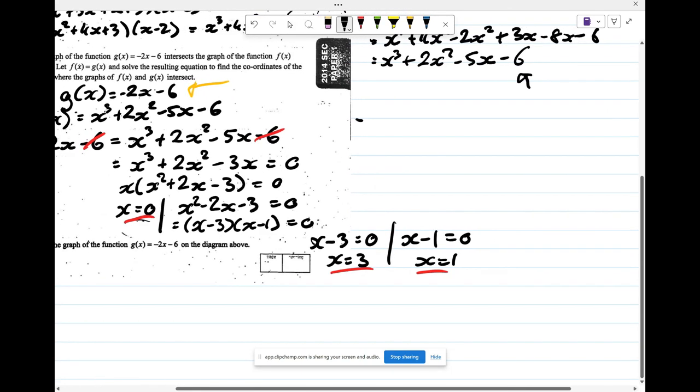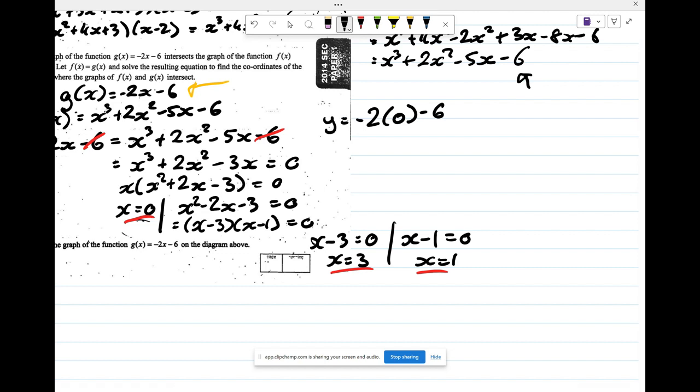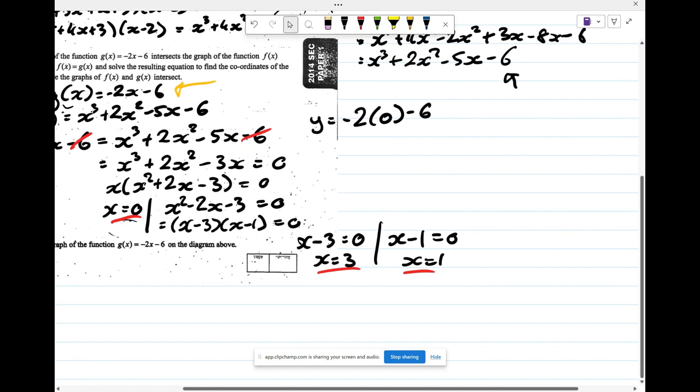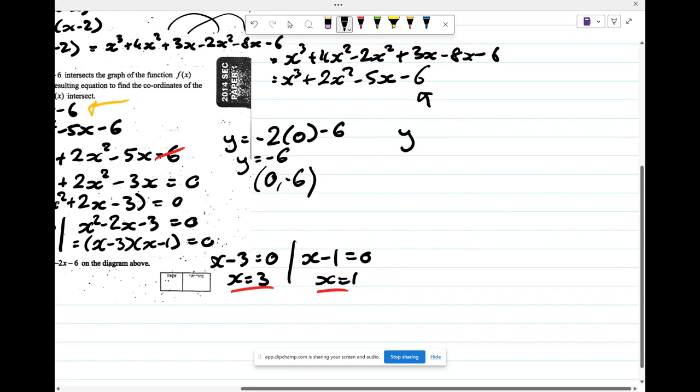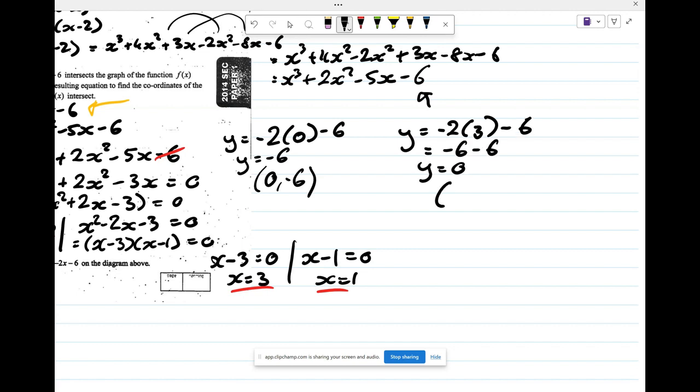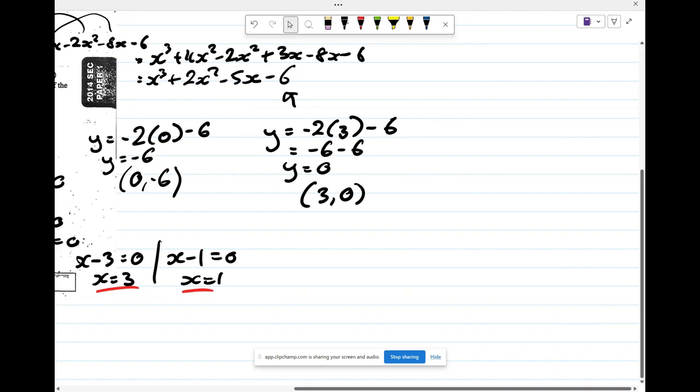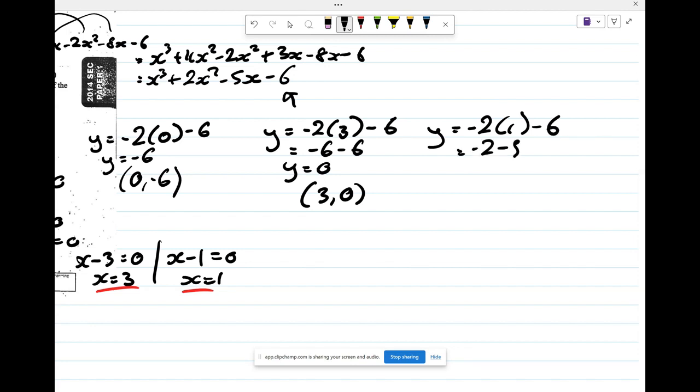So we're going to sub in x equal to 0 into minus 2x minus 6. So y, or g of x, same thing, is equal to minus 2 times 0 minus 6. So y is equal to minus 6. So one point of intersection is (0, minus 6). Let's do the same thing with 3 that we found. So that's minus 6 minus 6. So y is equal to 12 minus... so y is equal to 0. So that point is (3, 0). And the same thing with x equal to 1. So that's minus 2 minus 6. So that's minus 8. So our point here is (1, minus 8).